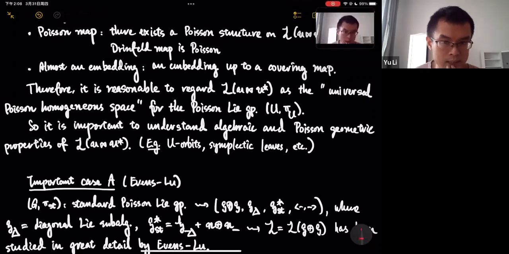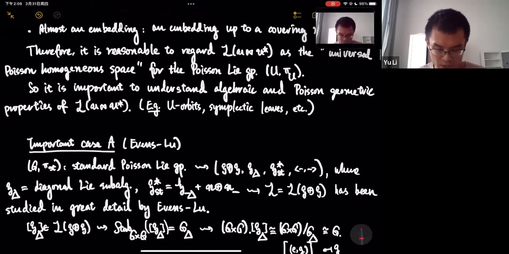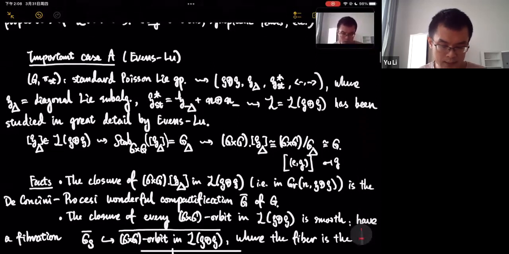For example, one could ask, what are the symplectic leaves? What are the orbits of the Drinfeld double group? Or what are the orbits of U, etc. For one instance of a Poisson Lie group, everything one wants to know about the variety of Lagrangian subalgebras has been completely worked out by Evens and Lu. This is what I call important case A.